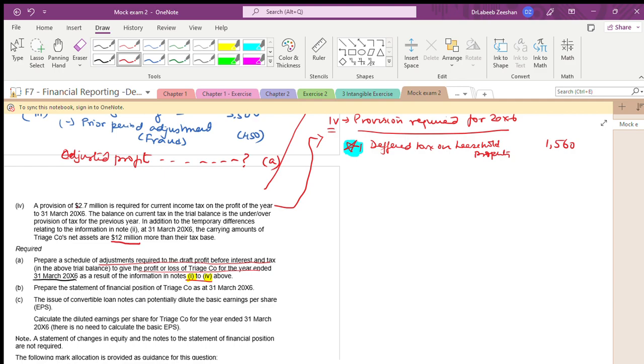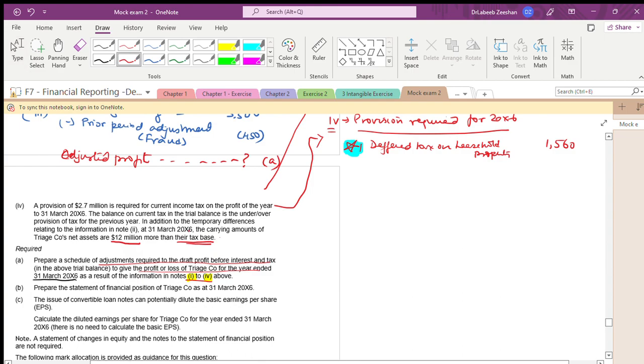The balance on the current tax is the trial balance under and over provision. In addition, the temporary difference relating to the information in note 2: as on 31st March, the carrying amount of net assets is 12 million more than the tax base. Means on 12 million again we have to calculate the tax. Is that more than the tax base? Means whatever the carrying amount is higher in value. Is it right?